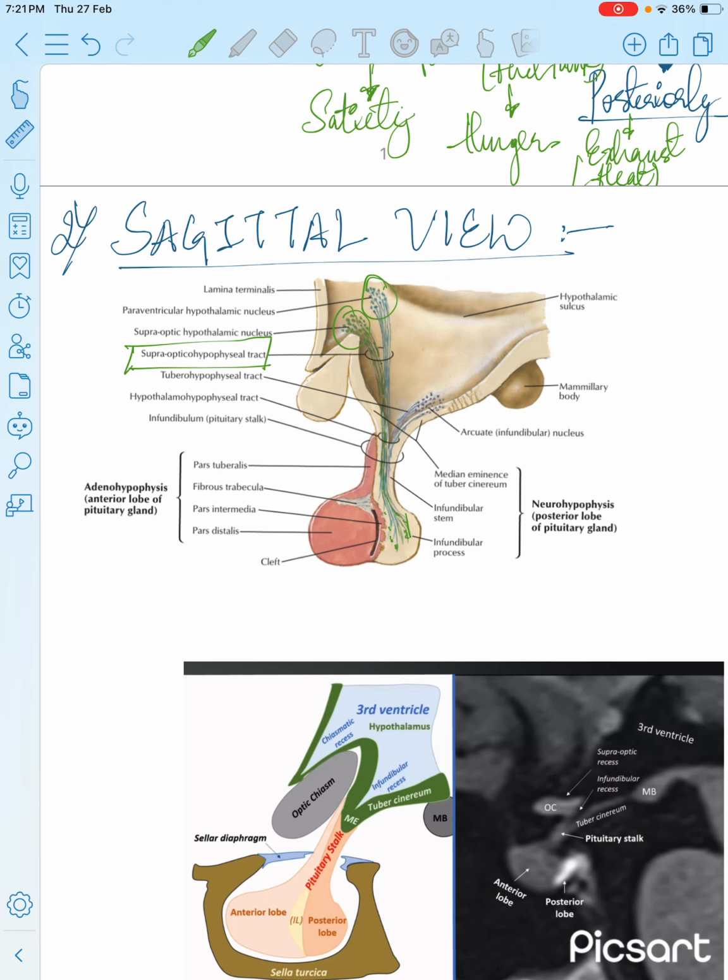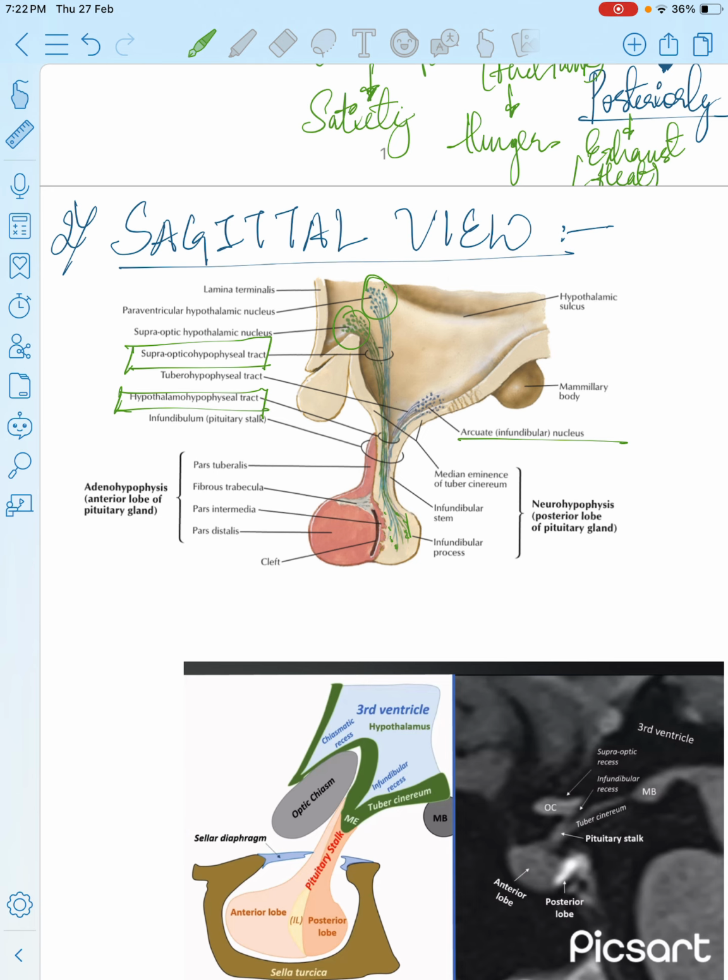Also, there are certain other tracts which enter the nucleus, as seen here. Arcuate infundibular nucleus also sends its tracts through this. So all of the hypothalamic tracts enter into the hypophysis or the pituitary through the hypothalamohypophysial tract.